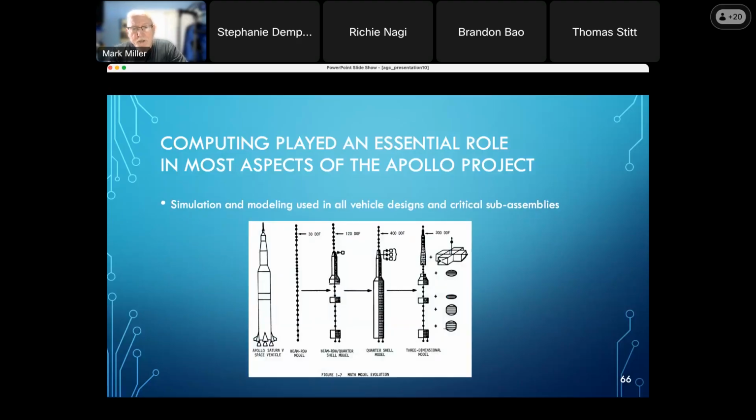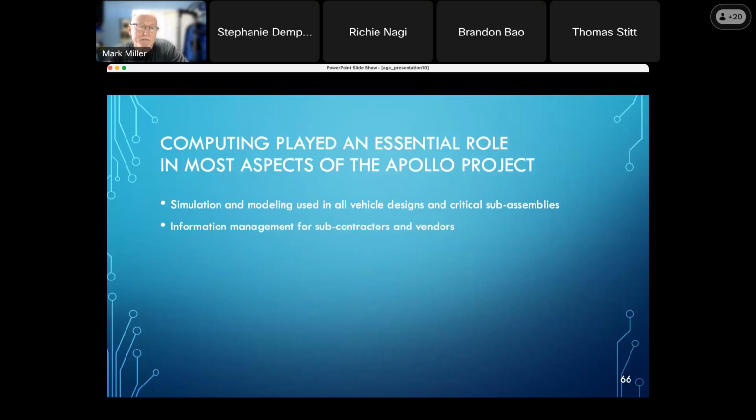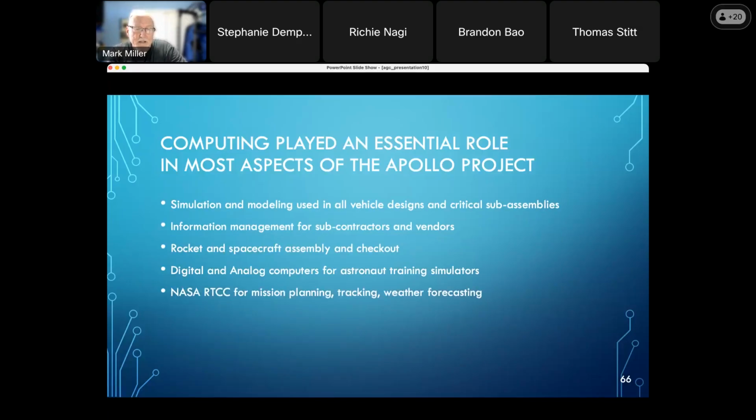So computing played an essential role in all aspects of spaceflight. This is some early finite element models that they used. It was used in information management for subcontractors and vendors, as you can imagine. It was used actually to help assemble the rocket itself and make sure that they had all the connections connected properly. Obviously used in astronaut training. It was used for mission planning, tracking, weather forecasting.